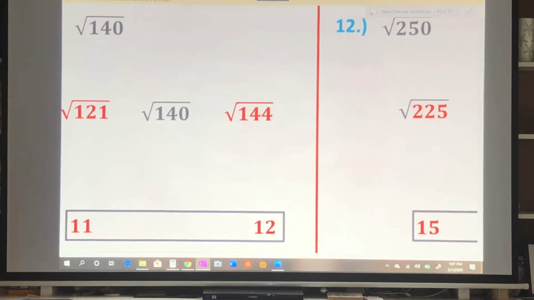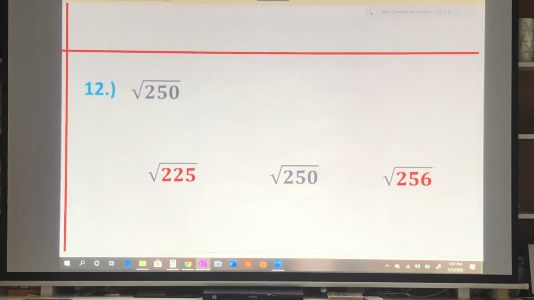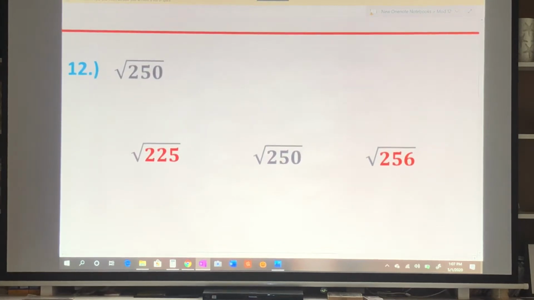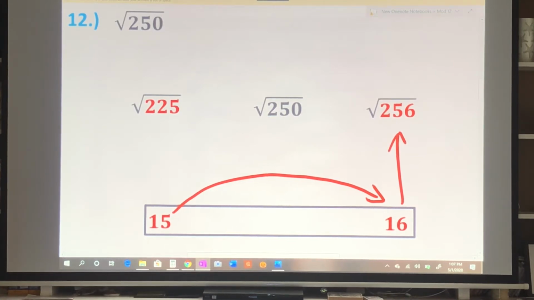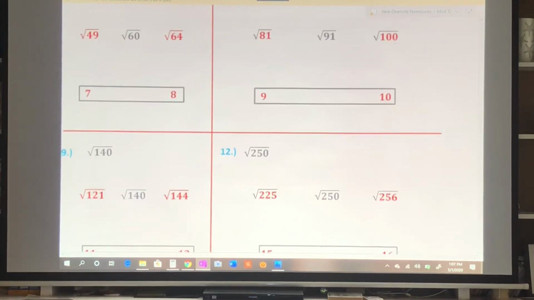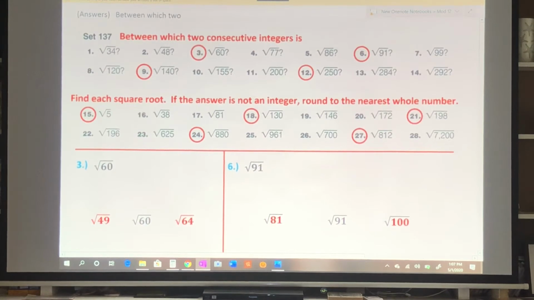Speaking of 12, how about number 12? 250. The one that I thought of was 225, which is 15. The next consecutive number would be 16, and if I squared it, I get 256. The square root of 250 sits in between which two consecutive integers? 15 and 16. All right. So we did 3, 6, 9, and 12.